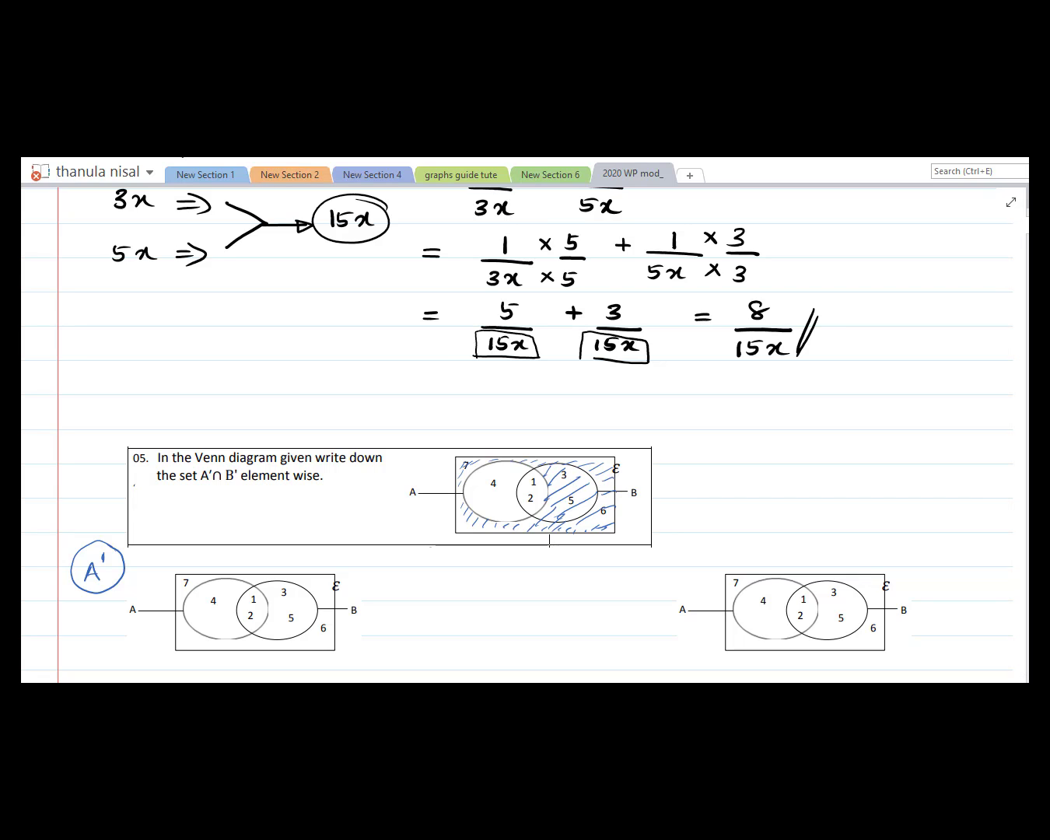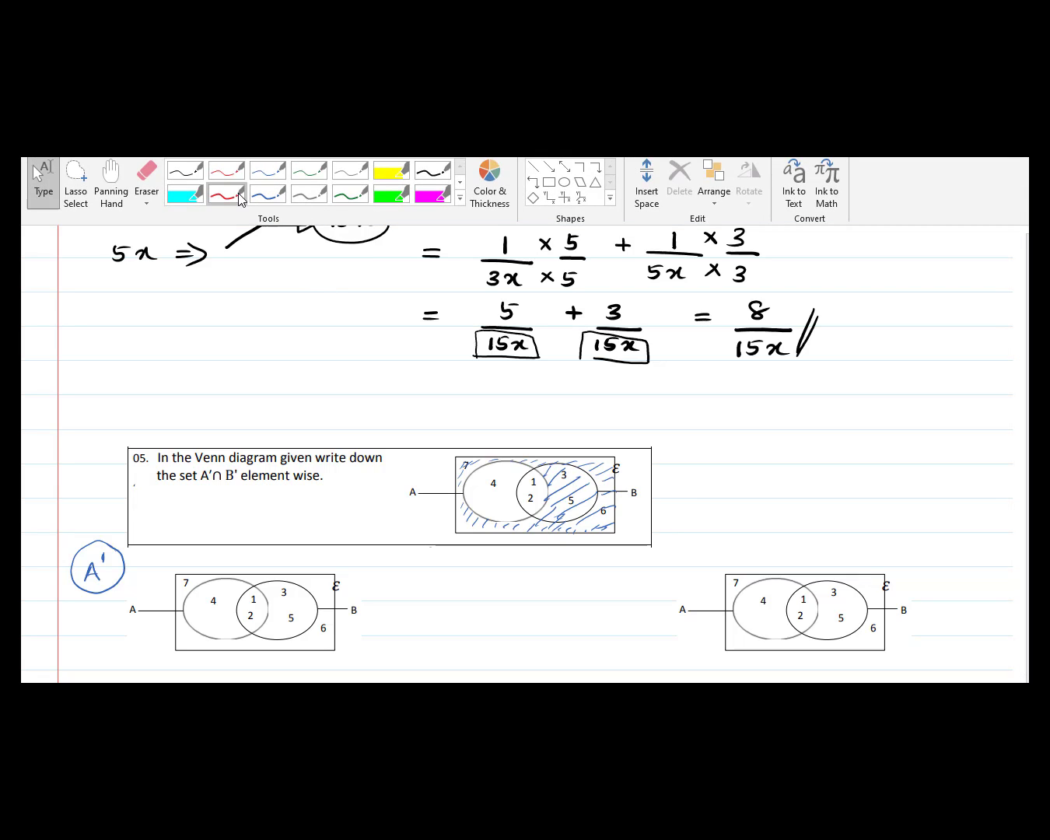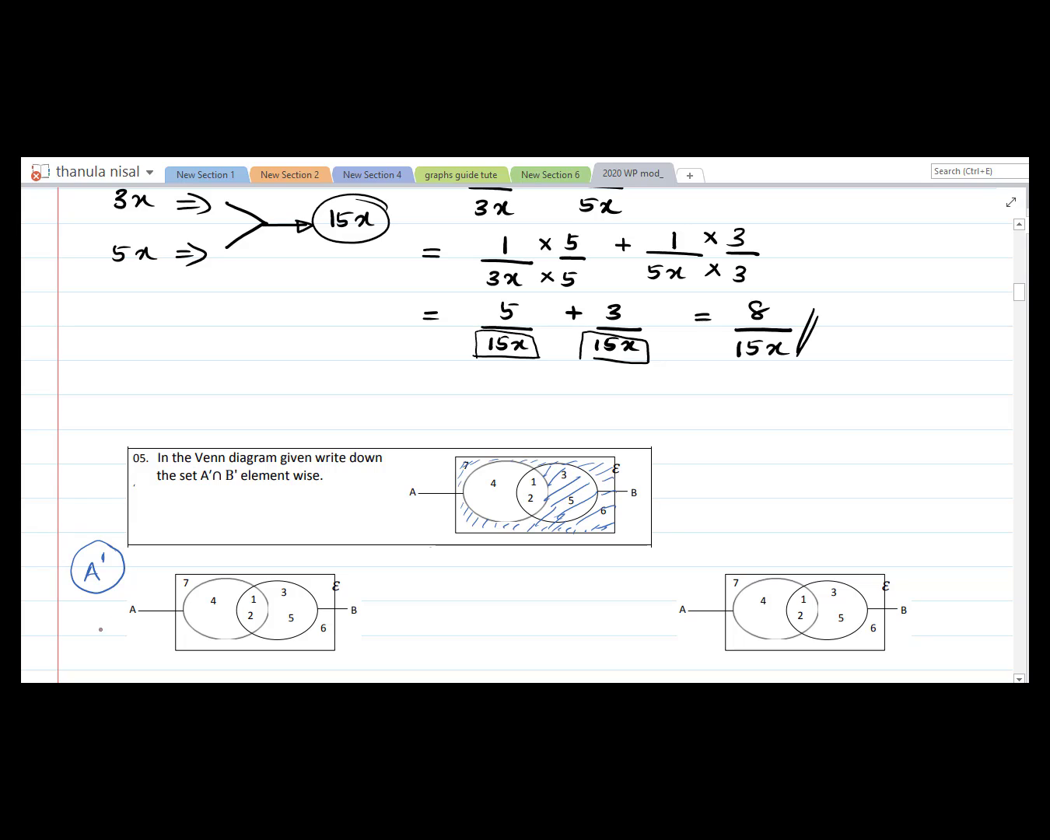Now I'm going to mark B dash, without B. Okay, can you see that?